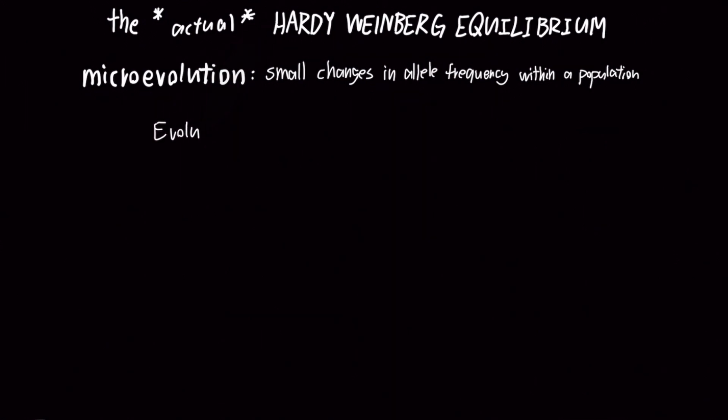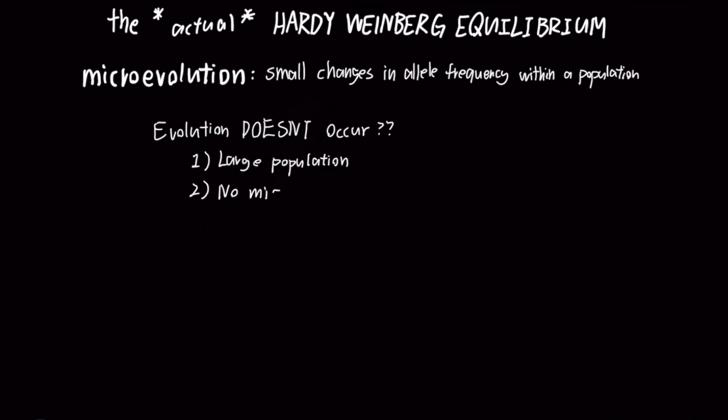Now, let's say the gene pool in a population doesn't change at all. Absolutely no microevolution. What conditions would have to be met in order for evolution to not occur in a population? Well, first off, it has to be a large population size, which prevents genetic drift from happening. Second, we need no migrations, so no one is coming in and no one is going out, which also means no gene flow.